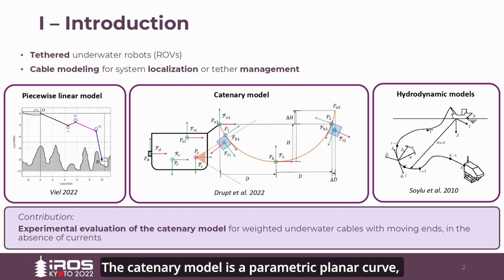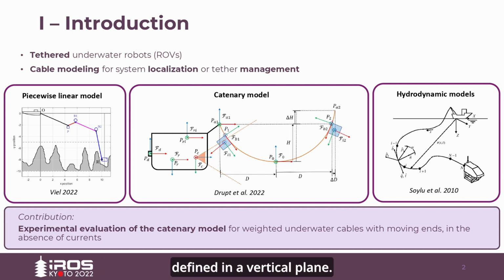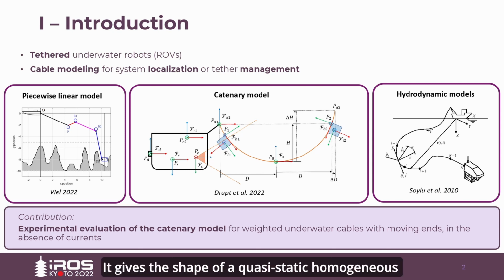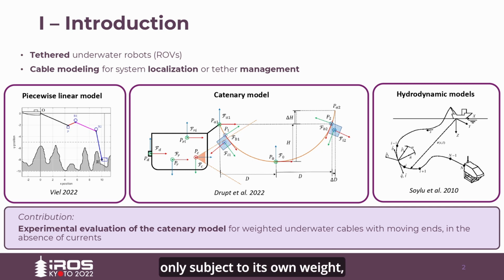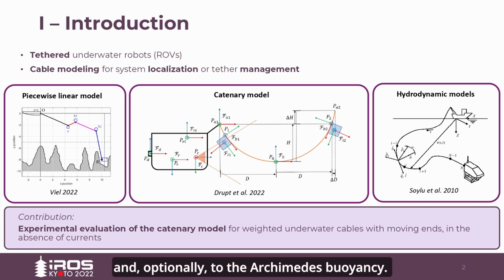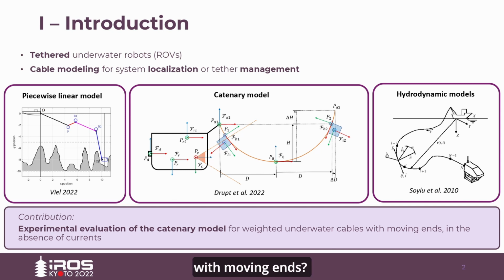A catenary model is a parametric planar curve defined in a vertical plane. It gives the shape of a quasi-static, homogeneous hanging cable with fixed length and fixed ends, only subject to its own weight, and, optionally, to the Archimedes buoyancy. It's an alternative to a complete physical model, which is sometimes used in aerial robotics. However, how reliable is it for underwater cables with moving ends?